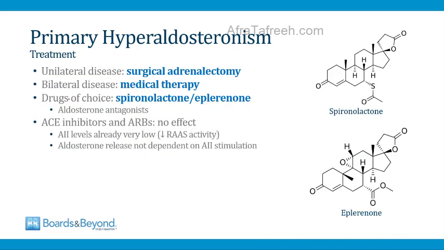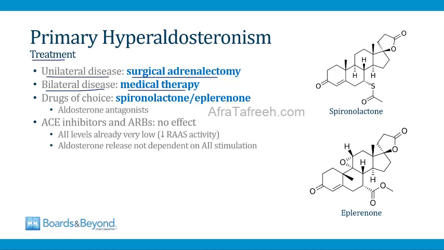And the reason it's important to know whether the disease is unilateral or bilateral is because that has an influence on treatment. When patients have unilateral disease involving only one adrenal gland, the treatment is with surgical adrenalectomy. The patient will still retain their other adrenal gland, which can continue to function. If there's bilateral disease, however, the treatment is medical therapy because you don't want to remove both adrenal glands.